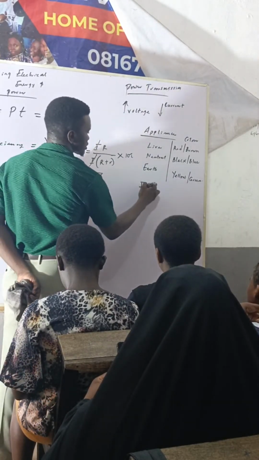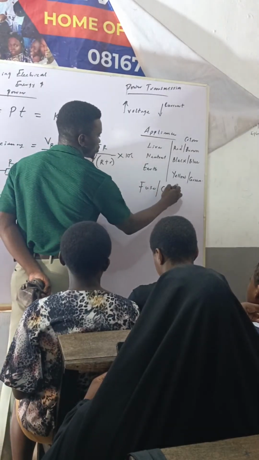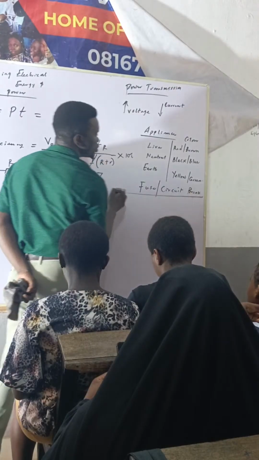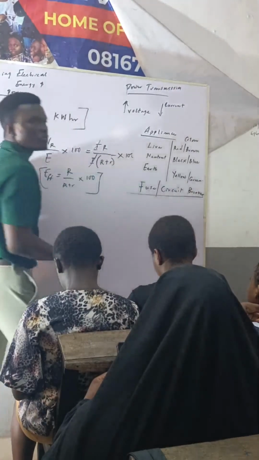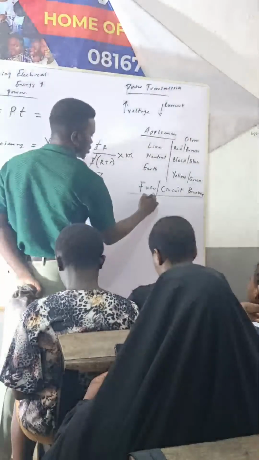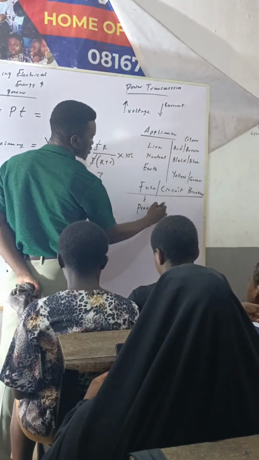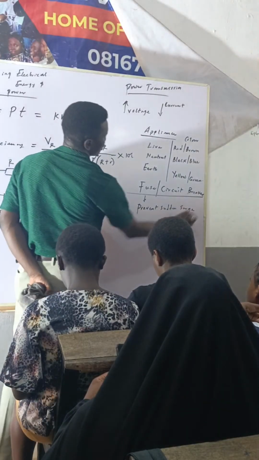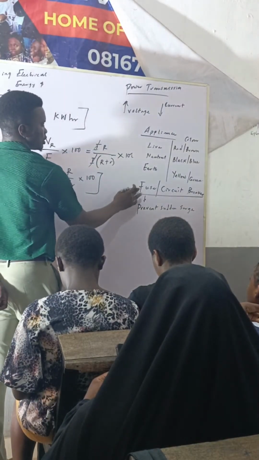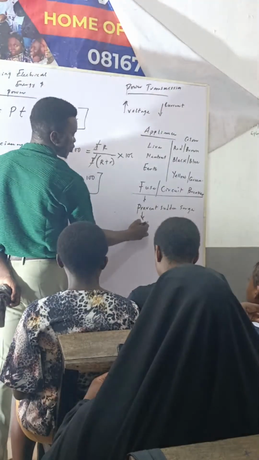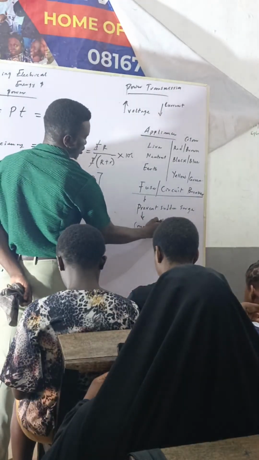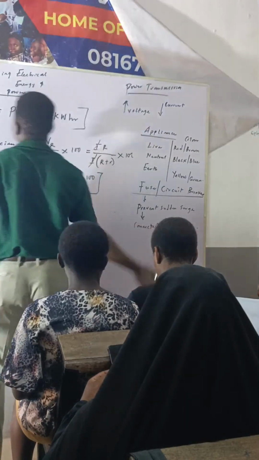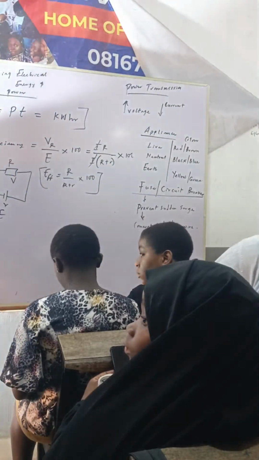Then fuse and circuit breaker. Fuse and circuit breaker prevent surge, so they help you to prevent sudden surge. There's a way fuse works, but just know that these are connected to the live wire. So we'll still talk about these again, especially this aspect.